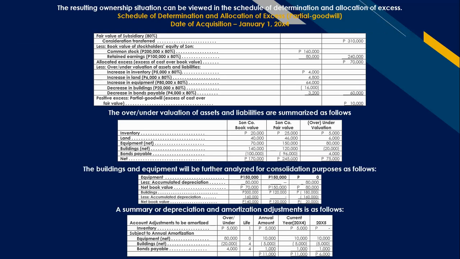Now, we have a summary of depreciation and amortization adjustments. So for inventory, that's good for 1 year, following the FIFO basis. Subject to annual depreciation, the adjustment in the equipment: we have the amount of the undervaluation of 80,000, the remaining life of 8 years. So we have the annual amortization of the undervaluation of 10,000. Then the building, the undervaluation of 20,000 divided by 4 or 5,000, and the bonds payable 4,000 divided by 4 or 1,000.